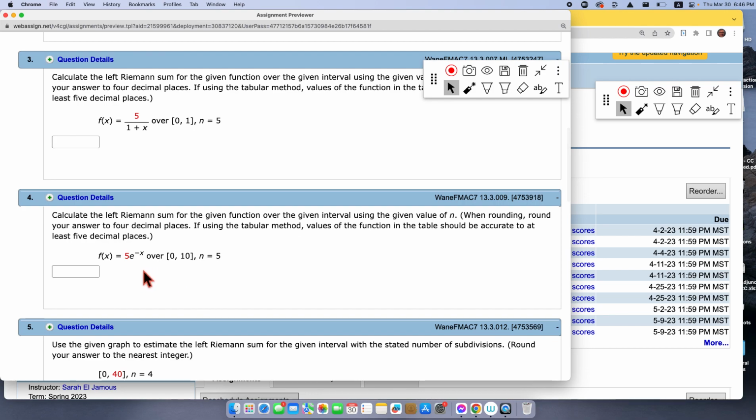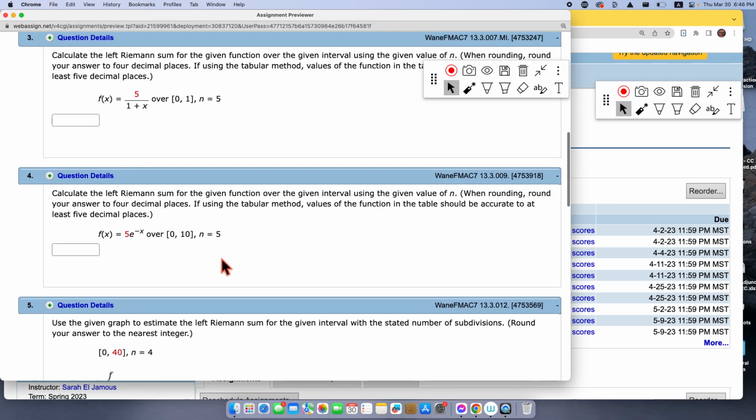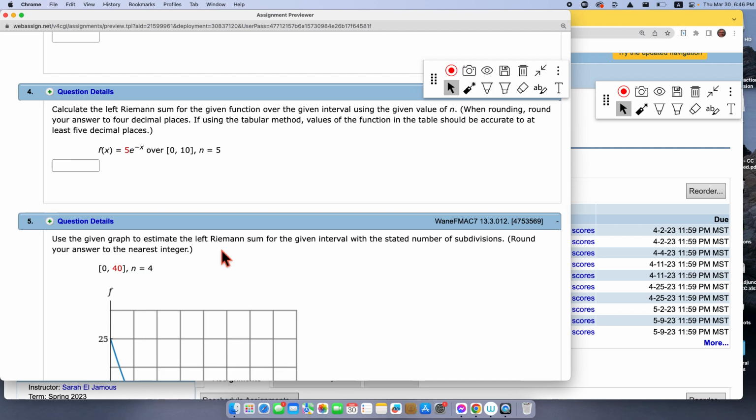Here's a left Riemann sum with an exponential. Again, it's all the same thing. You just graph it, divide the graph. This is going from 0 to 10, divide it into 5 intervals. So 0 to 10 divided by 5, so each is going to be a width of 2.